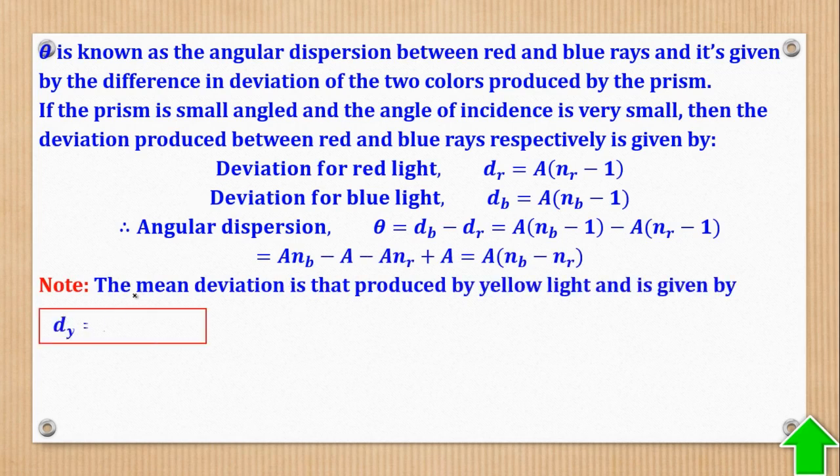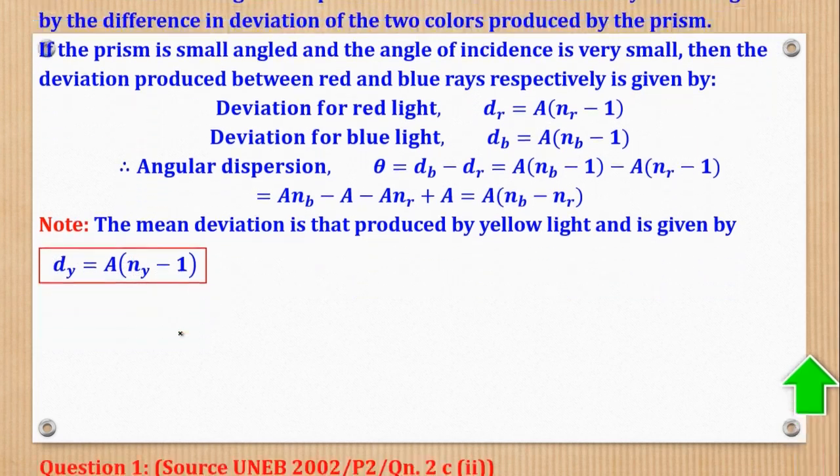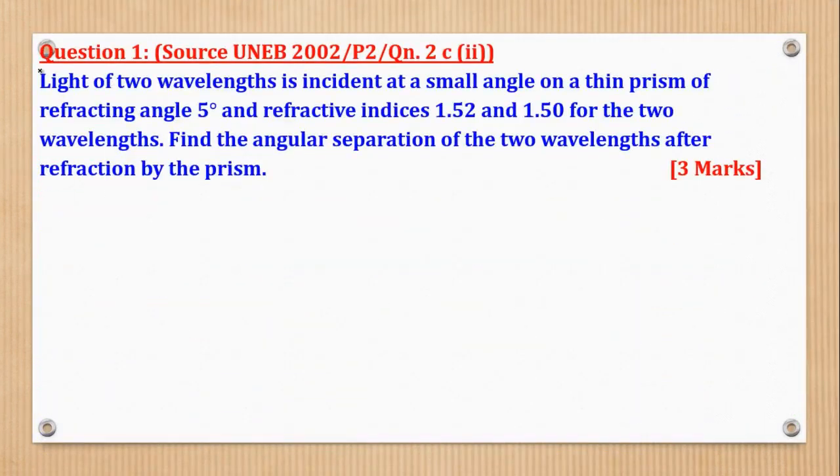So what we should note is that the mean deviation of blue and red light is that one produced by the yellow light because it was at the midpoint, and is given by d_y equal to A in brackets n_y minus 1. So with that, we shall go through these questions.